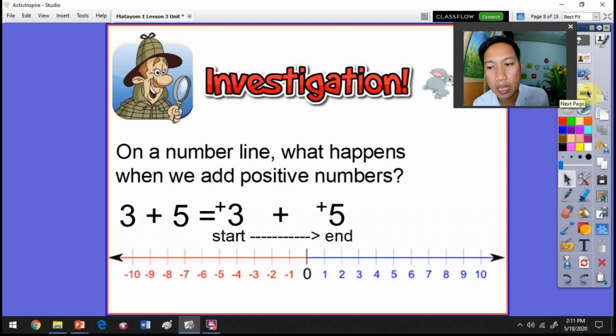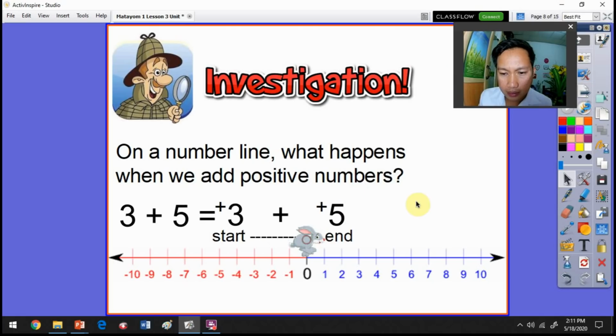Now for our investigation, what do you think will happen if we add positive numbers? We learned already how to add simple numbers such as 3 plus 5. But our objective for today is we're going to see what will happen if we add the same signs. So we're going to use a bunny here, and we're going to hop depending on the number that we have. For example, we have positive 3. So from 0, we're going to hop 3 times to the right as positive 3.